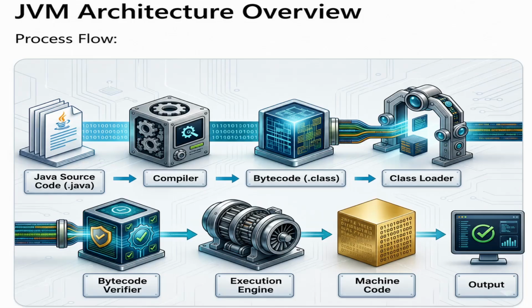Bytecode verifier checks validity. Runtime memory is allocated. Then the execution engine executes the bytecode, the garbage collector manages memory, and the program output is displayed.